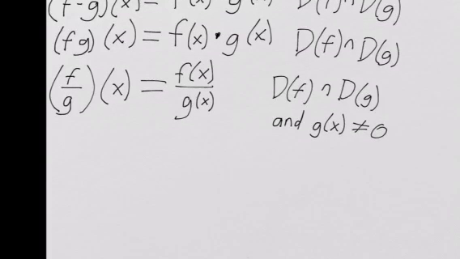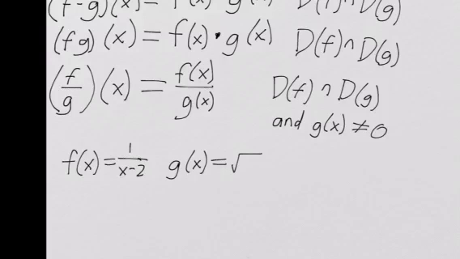So, as an example, we'll let f of x be 1 over x minus 2, and g of x equal square root of x. So now, I can write f plus g of x. We simply add the functions together.